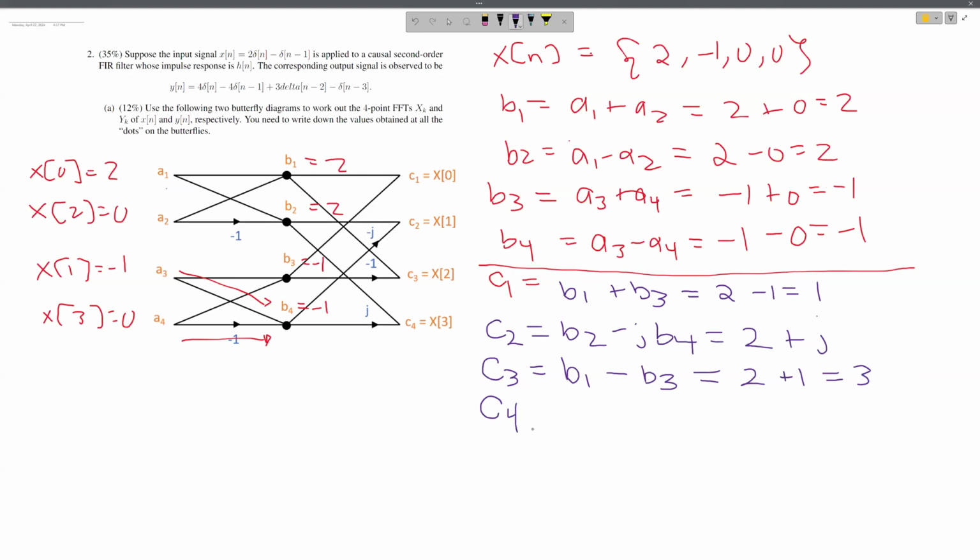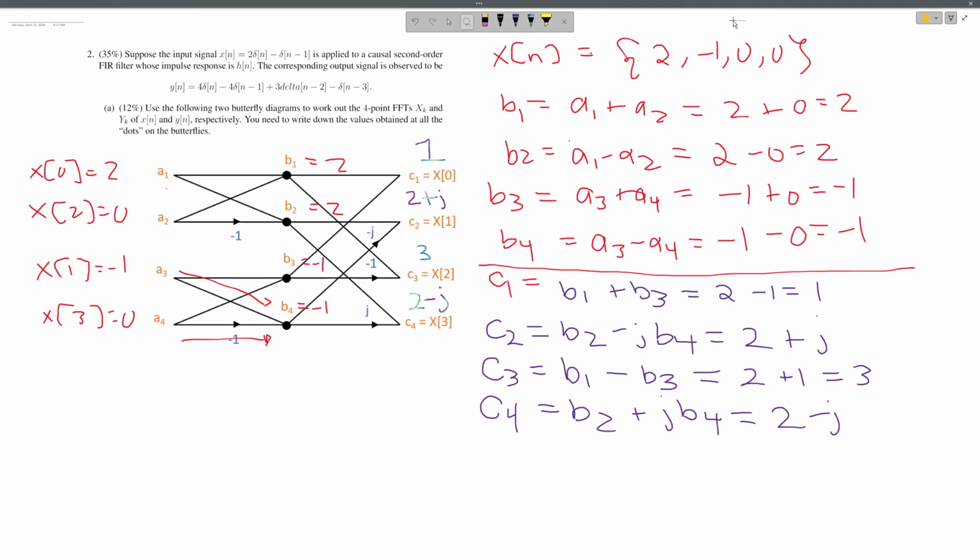Next, C4 gets contributions from B2 plus the horizontal B4 row with the J to it. So J times B4, where B2 is 2, minus 1 times J, is 2 minus J. This sort of completes our diagram. This would be 1, 2 plus J, 3, and 2 minus J. These are all your values, and you're good to go.